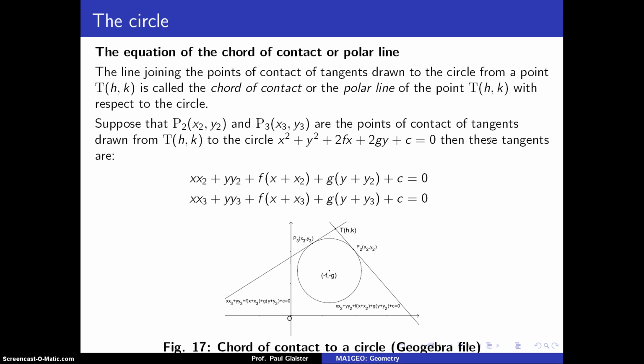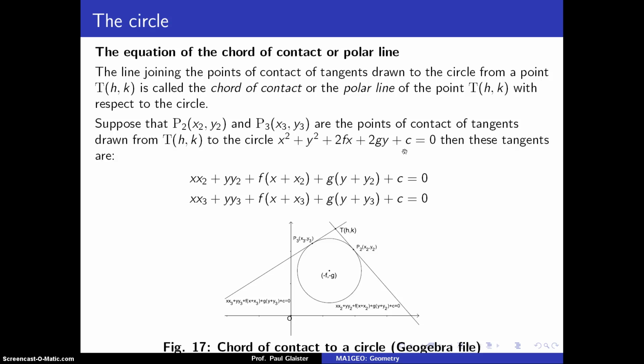So in this diagram we've got a circle, and I've taken a general circle which is of the form shown here, again with the usual centre and radius: centre (-f, -g), radius the square root of f squared plus g squared minus c. Now we don't need to know either the radius or the centre particularly to solve this problem.